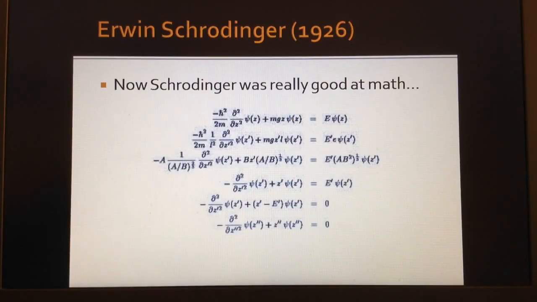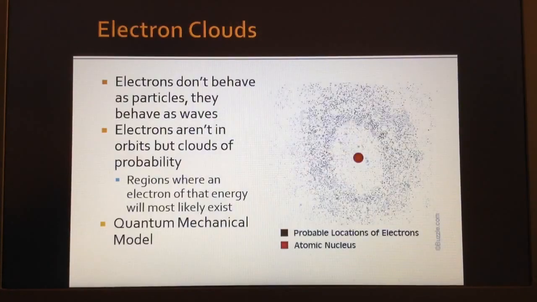Erwin Schrodinger in 1926 developed equations that could show where these electrons were. And he was really, really good at math. We're not going to try to understand the math now. If you continue on in chemistry, you'll study it someday. But for right now, we're just going to look at the result of his math.